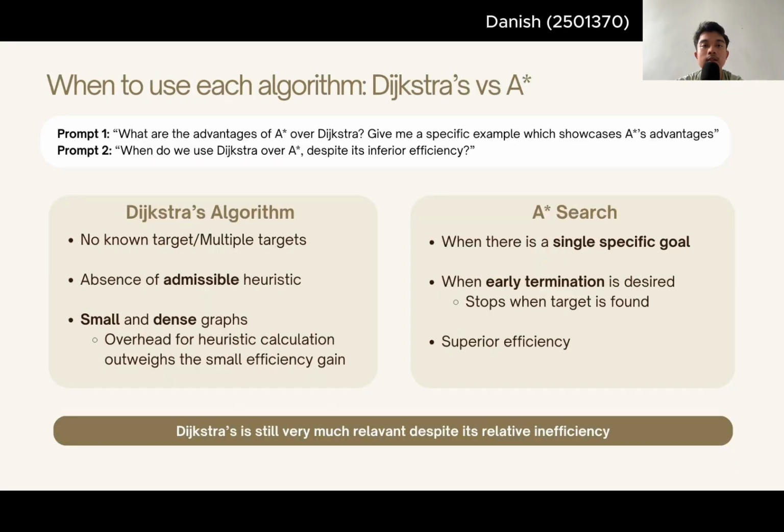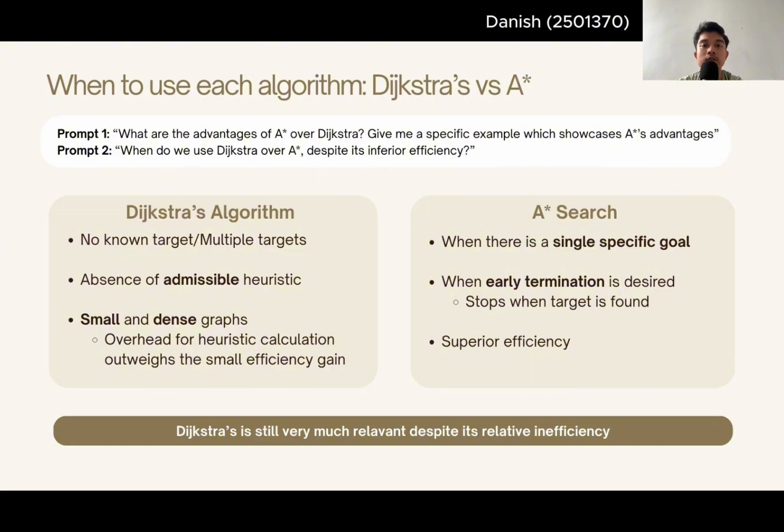Thank you, Ben. Let's look at when to use Dijkstra versus A-star. The main advantage of A-star is efficiency, because it uses a heuristic to guide the search towards a single specific goal. It can terminate early the moment the target is found.